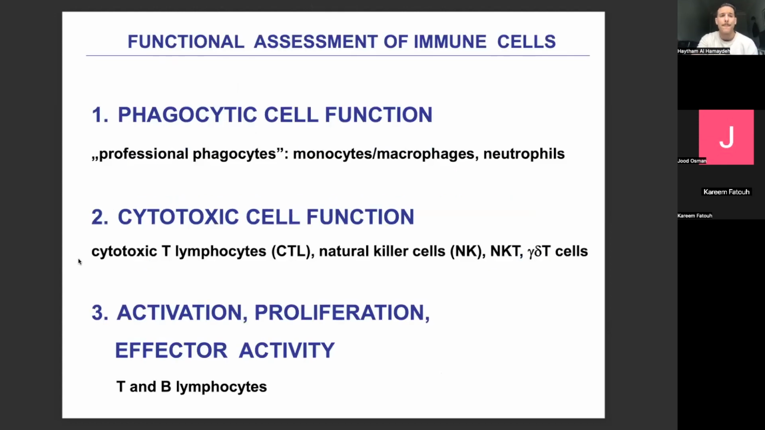Now there are three main functions that cells can lie within, and the first one is phagocytosis. The second one is cytotoxic cell functioning, and the third is activation, proliferation, and effector activity. So we are going to first look at the ability of a cell to actually phagocytose, and test if these cells phagocytose or not. Second is the ability of a cell to go and kill, like cytotoxic T cells. And also proliferation, activation, effector activity. So this is basically T and B cells. You'll see what I mean when we go through it.